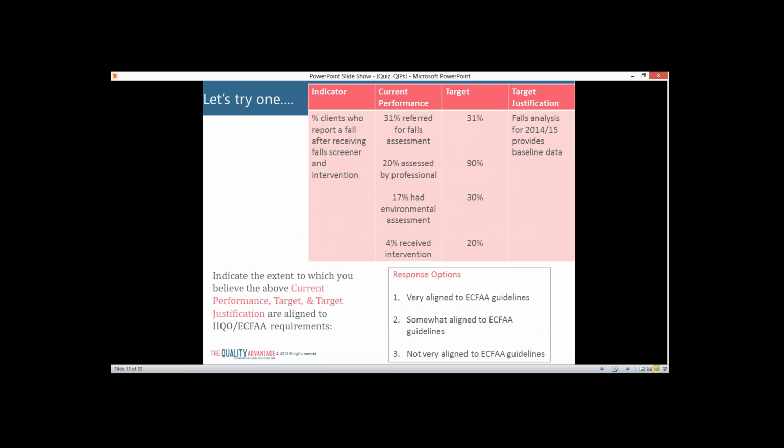So we're building, we're going to take a look at 4 columns together this time. So let's take a look at the indicator, the current performance, the target, and the target justification. And I'll give you just a slight bit longer to take a look at these 4 columns and then reflect on these response options. Are these very aligned, somewhat aligned, or not very aligned to what's expected in using the ECFA guidelines?